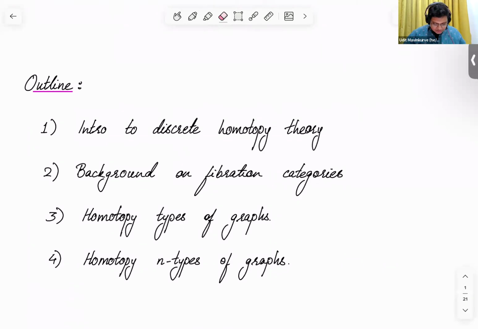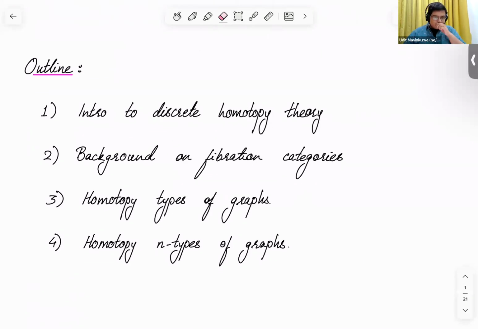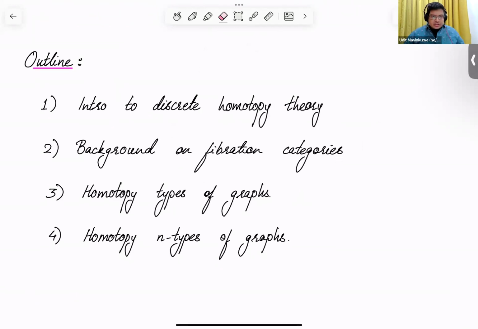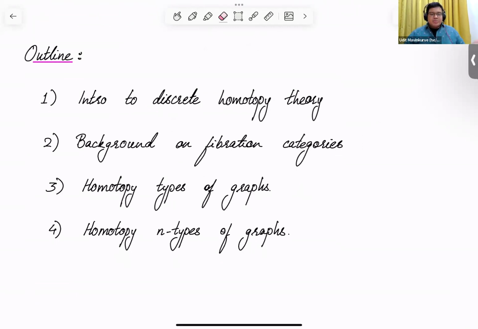So I'll start with the outline of the talk today. I want to begin by giving an introduction to discrete homotopy theory, and maybe make the pitch that there are a lot of open problems that people can make contributions to. I hope there'll be more people working in this area. And then I'll start addressing the title.